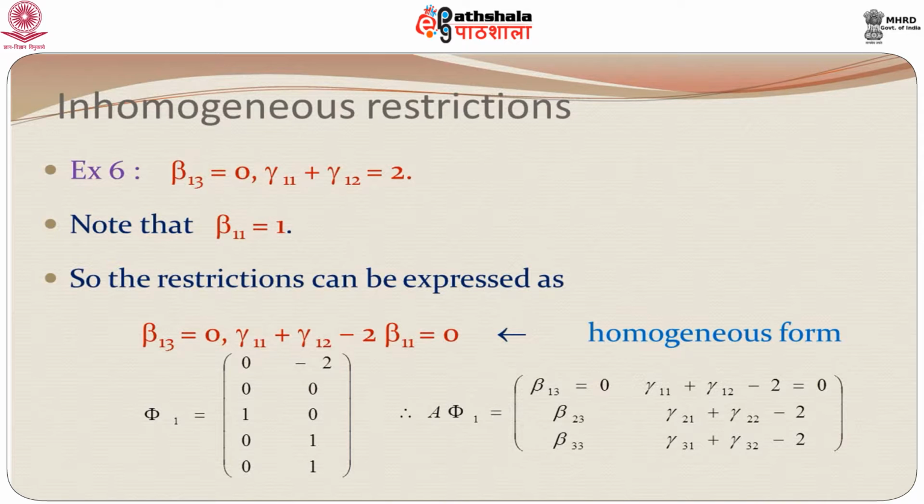Let us look at some other ways of identifying equations, because the next two types of restrictions, the cross-equation restrictions and the variance restrictions, cannot be worked out using the rank conditions.